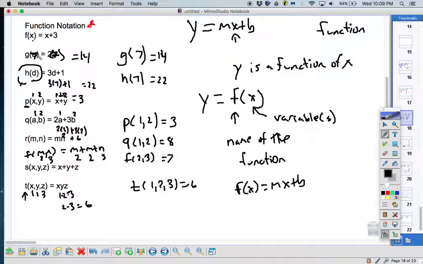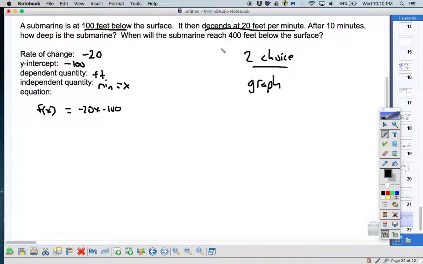So I'm asking you for f of whatever that number was. In this case, it was f of 10. So the question is, what is f of 10? That's what after 10 minutes means. So instead of graphing this, we can simply plug in 10. Well, it says f of 10 is equal to negative 20.